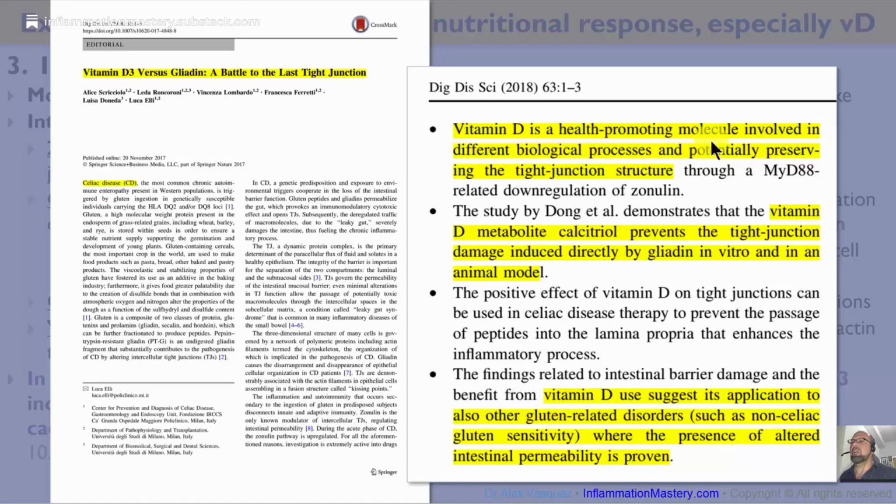Vitamin D is a health-promoting molecule involved in different biological processes and potentially preserving the tight junction structure. Vitamin D metabolite calcitriol, the active form, so to speak, of vitamin D3, prevents the tight junction damage induced directly by gliadin in vitro and in a certain animal model. The findings related to intestinal barrier damage and the benefit from vitamin D use suggest its application in other gluten-related disorders, such as non-celiac gluten sensitivity, where the presence of altered intestinal permeability is proven.